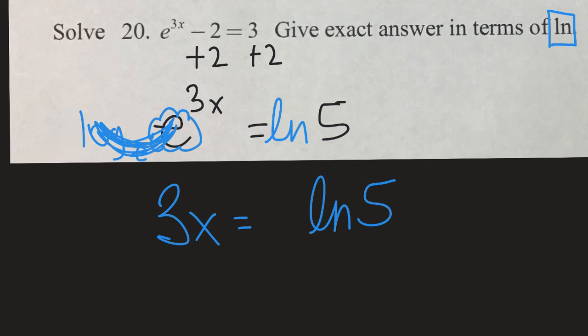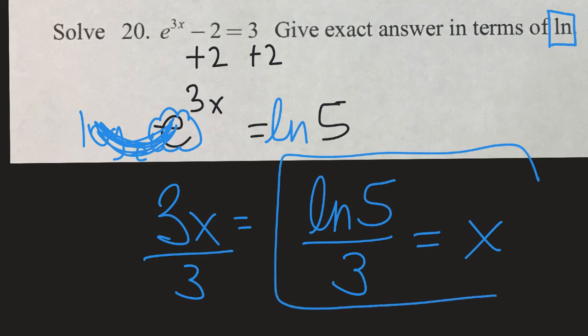So our last simple elementary step would be to divide by 3. Okay, so we would have the natural log of 5 divided by 3 is the exact answer in terms of natural log. Because part of the calculus test is going to be non-calculator, and you're not going to have a calculator to figure out what that decimal is.